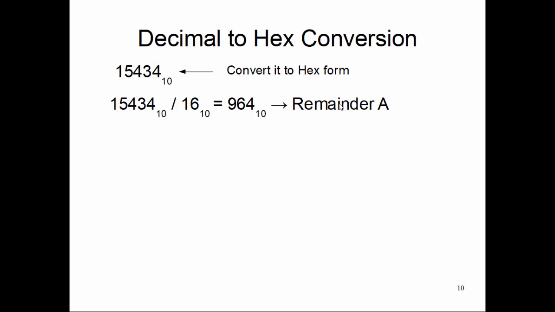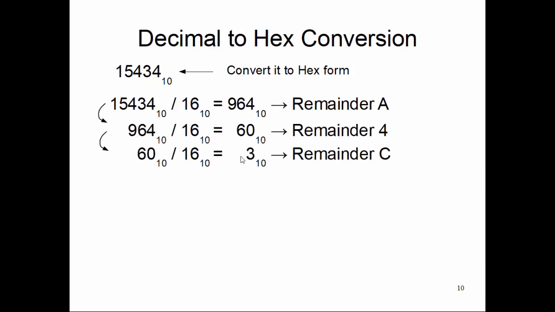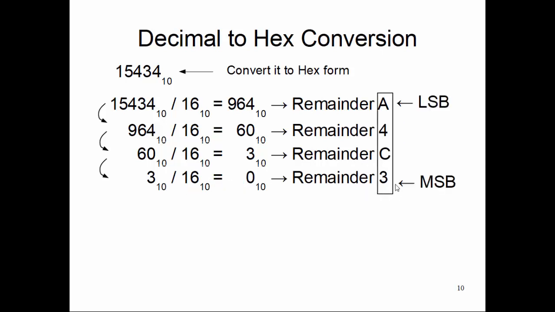So in this case, the remainder was 10, so that corresponds to the symbol A. And then the next step, quotient 60 and remainder 4, and next step quotient 3 and remainder 12. So 12 is represented in hexadecimal as C. All right, and then the last step, quotient becomes 0 and remainder 3, and we all know this is the most significant position, and this is the least significant position. We loosely call it the most significant bit, MSB, or LSB.